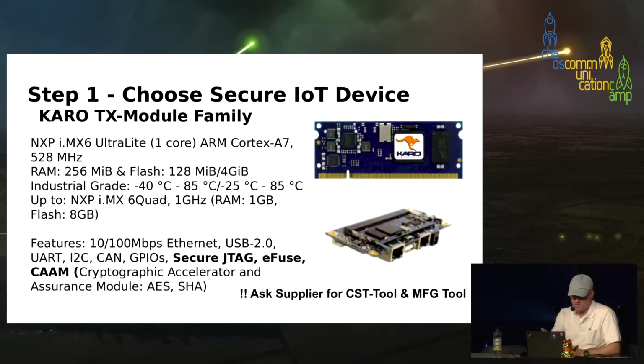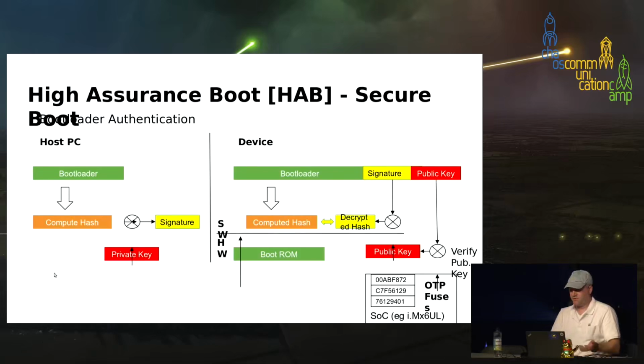As I said, it has the usual features: Ethernet, USB, serial device, CAN, GPIO, and the important aspects are the secure JTAG, eFuse, and the CAAM, cryptographic accelerator and assurance module. So let's have a look at how these functionalities work together.